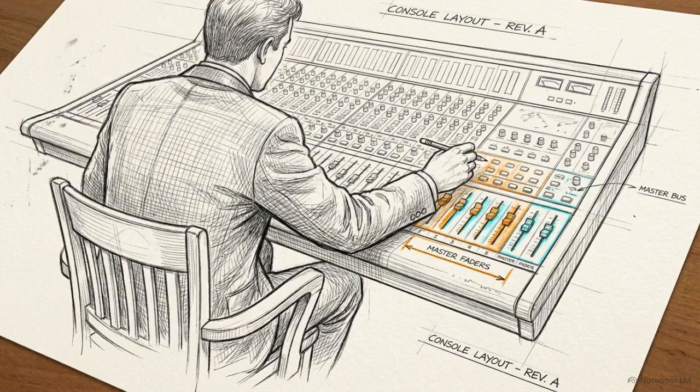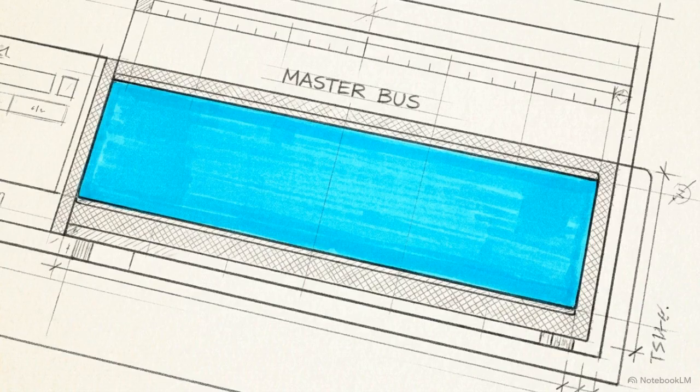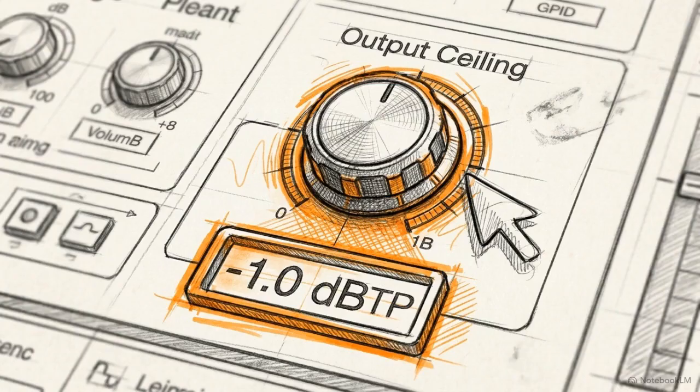Now that the center is clean, we move to the output protocol. Start the final chain with a light glue compressor. This stabilizes the dynamics and helps the various elements feel like a cohesive performance. Next, place a final limiter at the very end of your chain. Set the absolute brick wall ceiling to -1.0 decibels true peak.